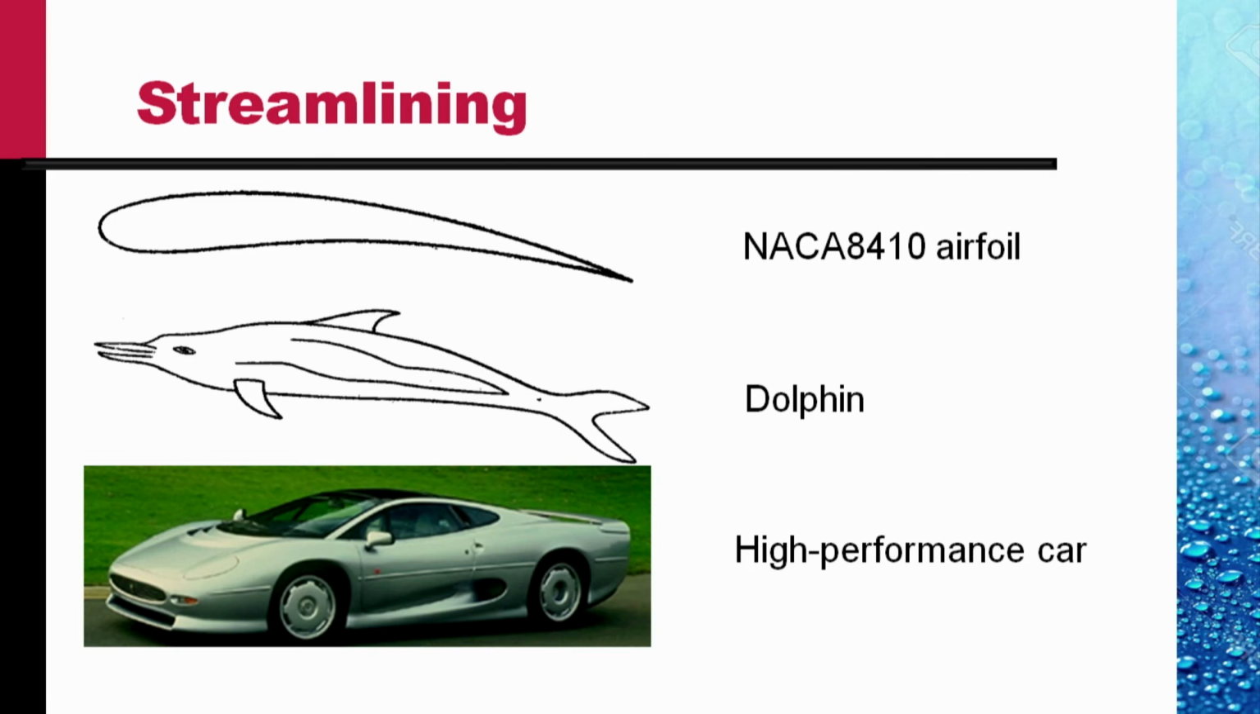In fact, if you look at high performance cars, they have streamlined shapes which do not have protrusions which add to drag. There are no sharp corners. They appear to be smoothly flowing.